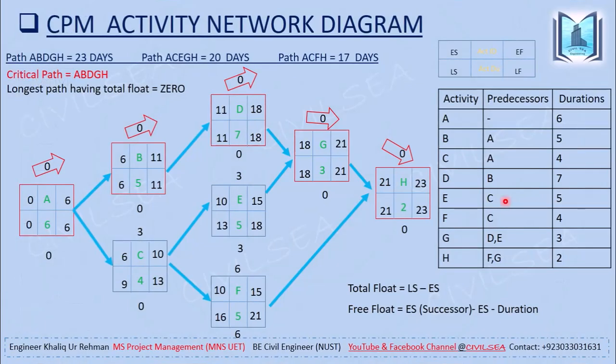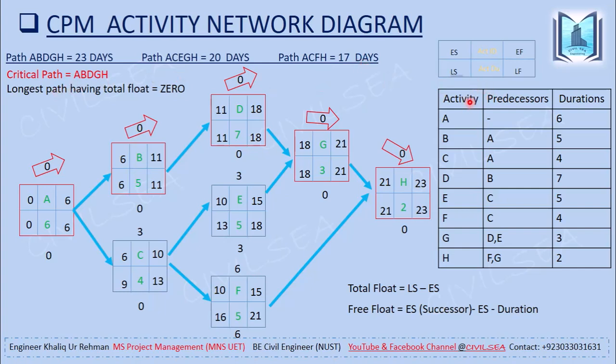here is the CPM activity network diagram. So you can see that the path A, B, D, G, H is equal to 23 days, path A, C, E, G, H is 20 days, and the path A, C, F, H is equal to 17 days.